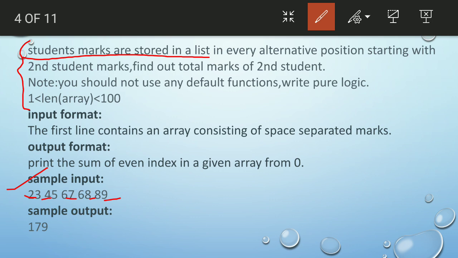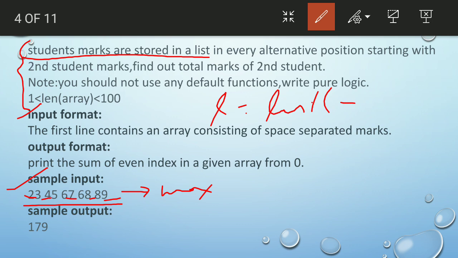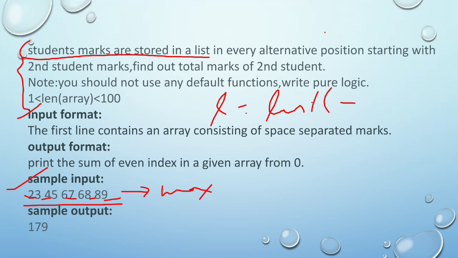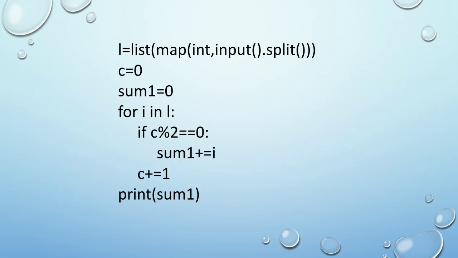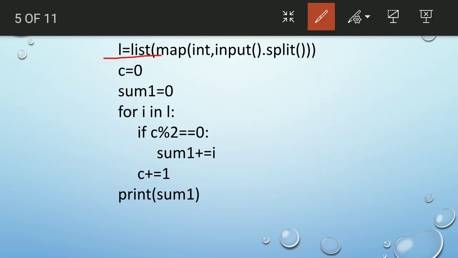So we will start with the input format. The first line contains an array consisting of space separated marks. So the list contains the values of the marks in space separated format. So we will take L is equal to list of map of int, comma, input of split. We will split with the space. Here also it says it is split with the space. This is the input line. L is equal to list of map of int, comma, input of split. By default it is split with the space.